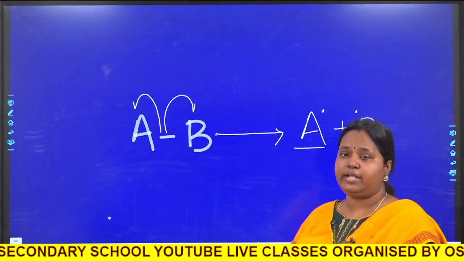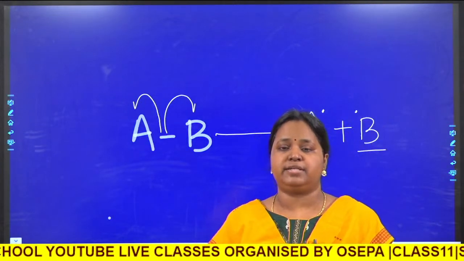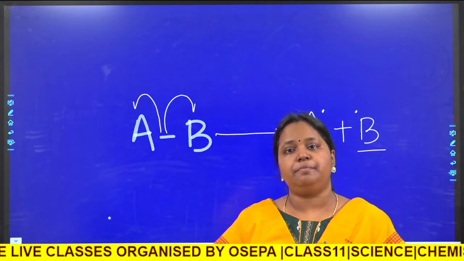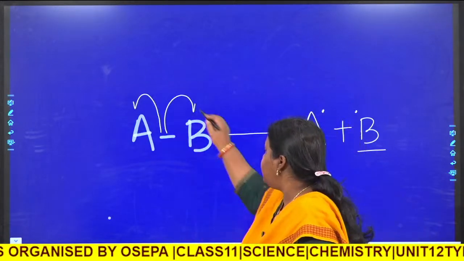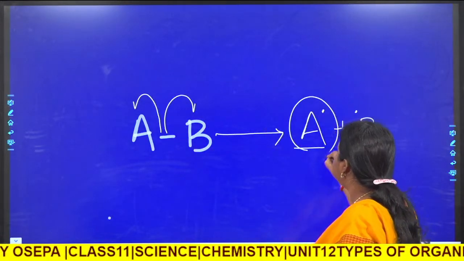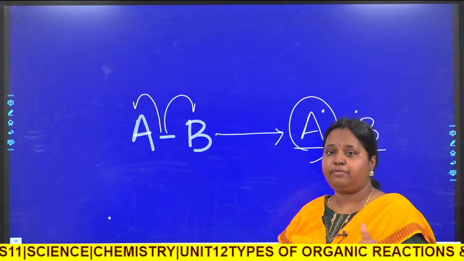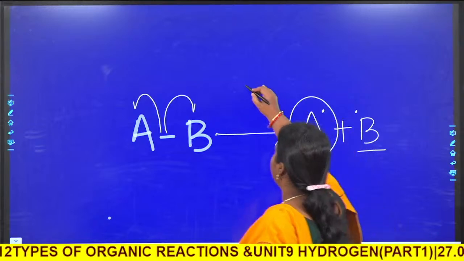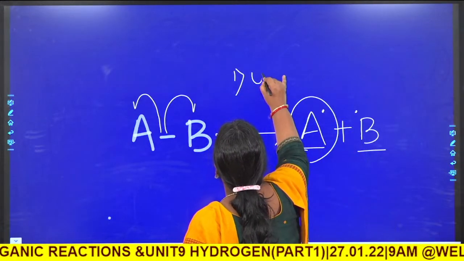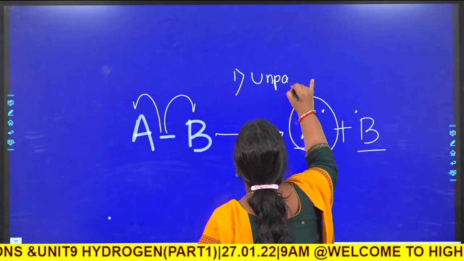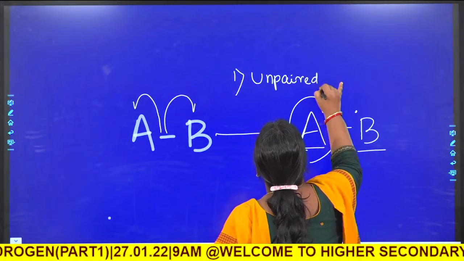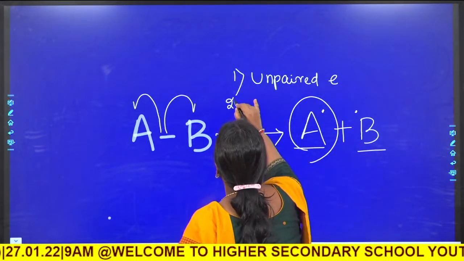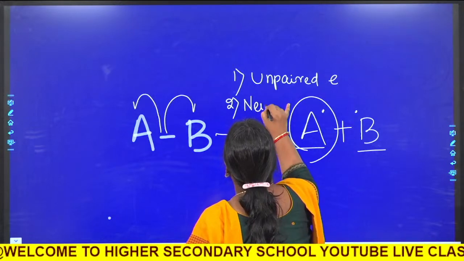So what are free radicals? First of all, we know that they have an unpaired electron. They have an unpaired electron and second, they are neutral species. So you must remember 2 points: they have an unpaired electron, and second, they are neutral.